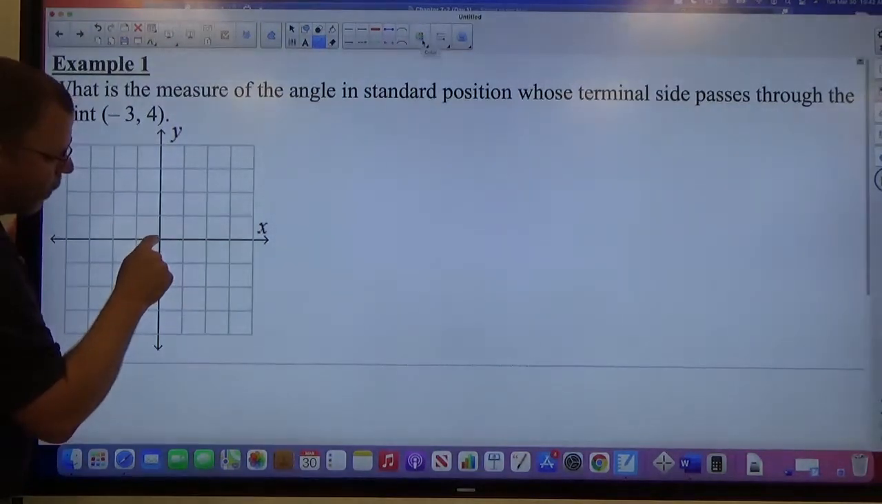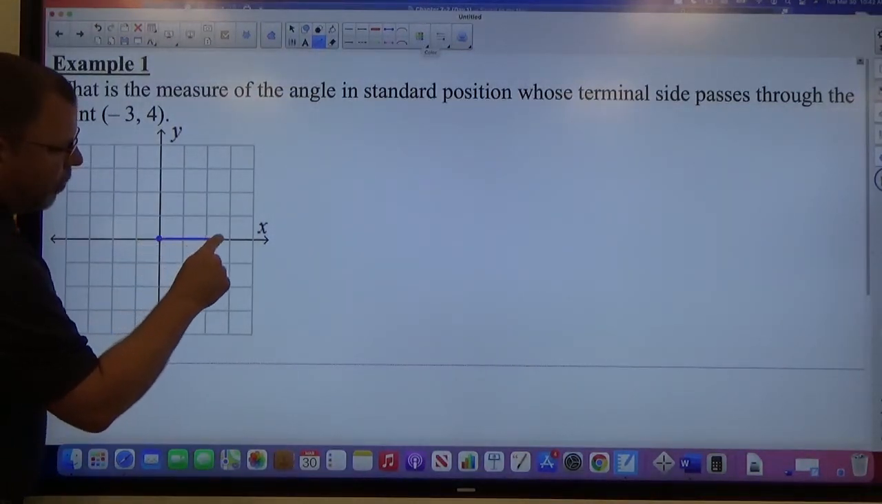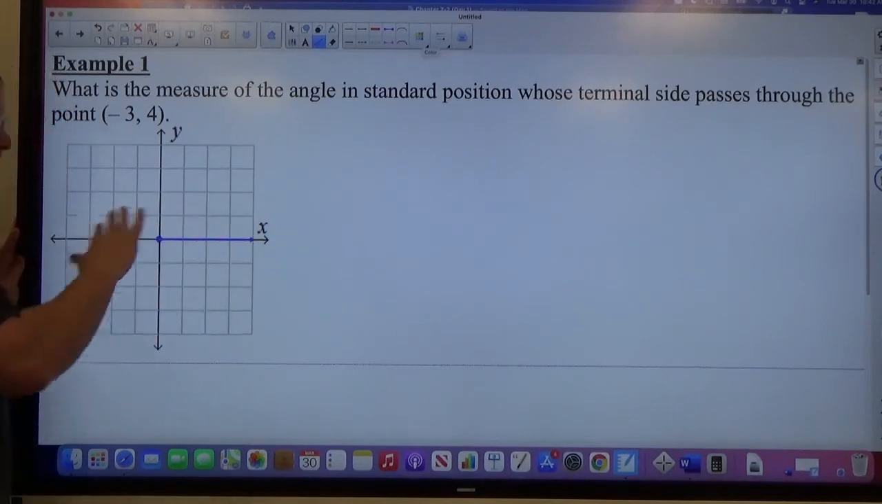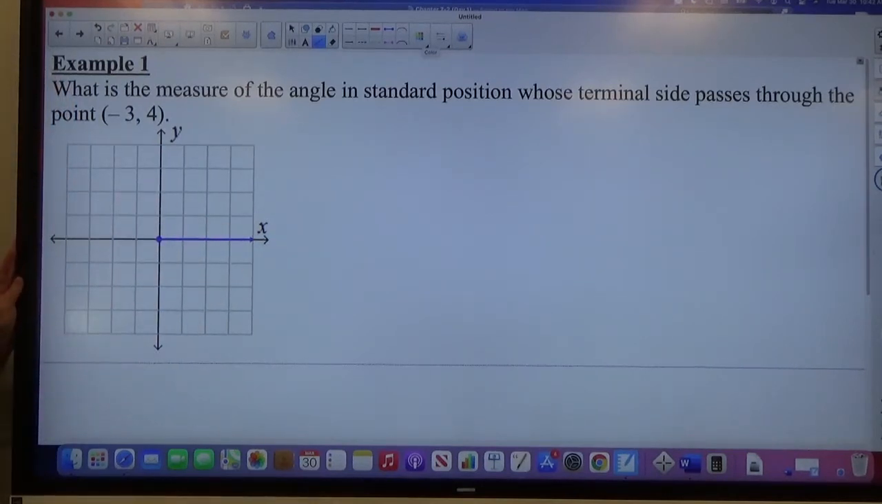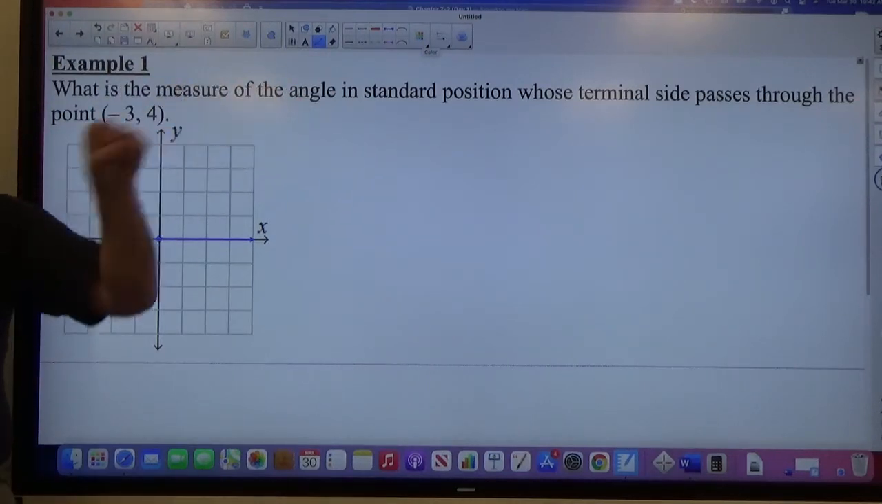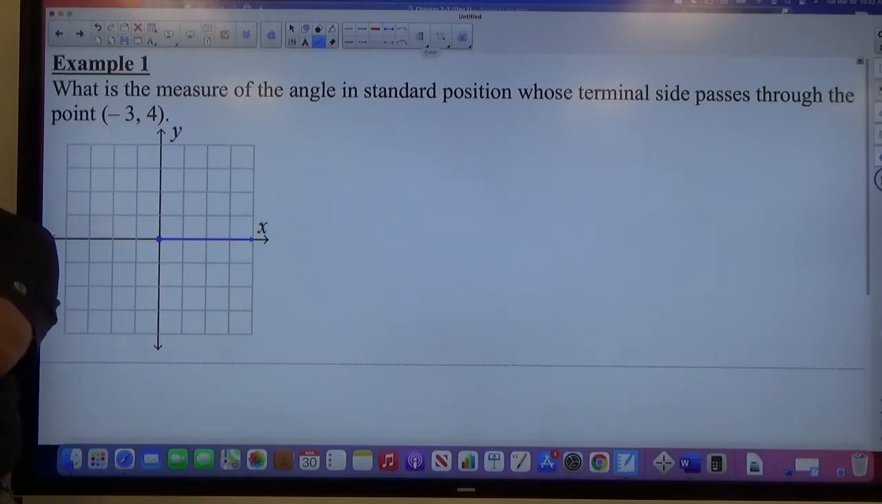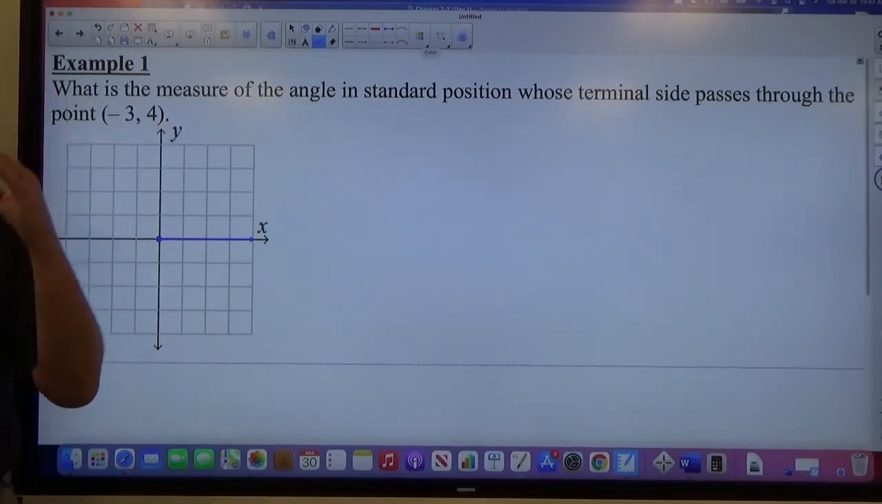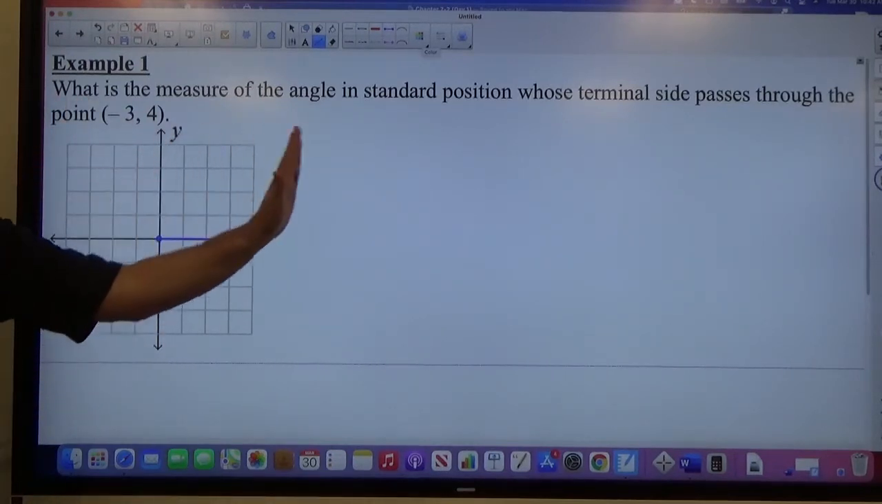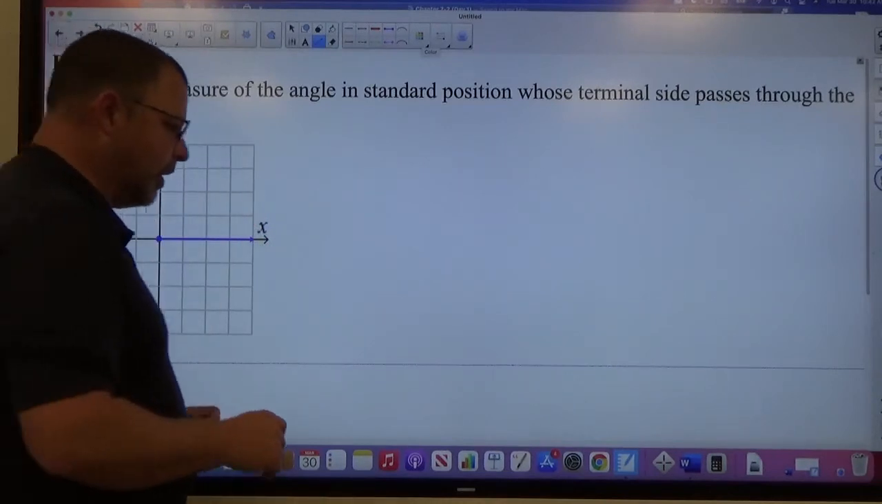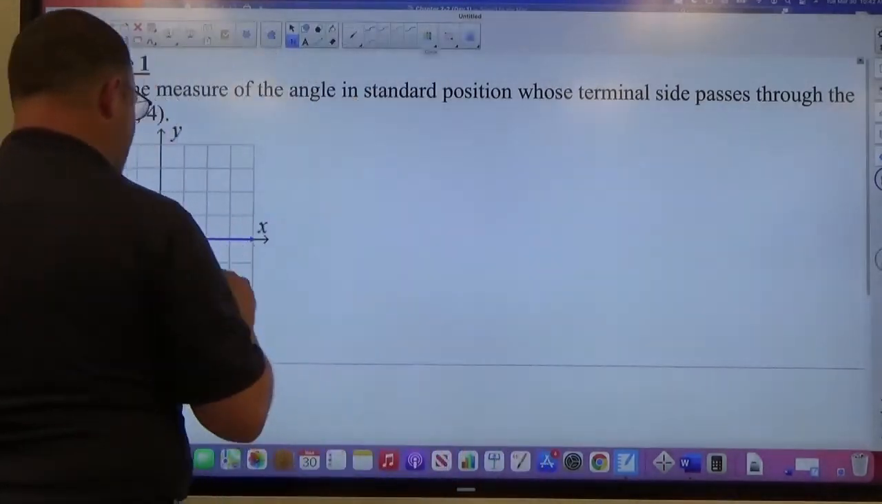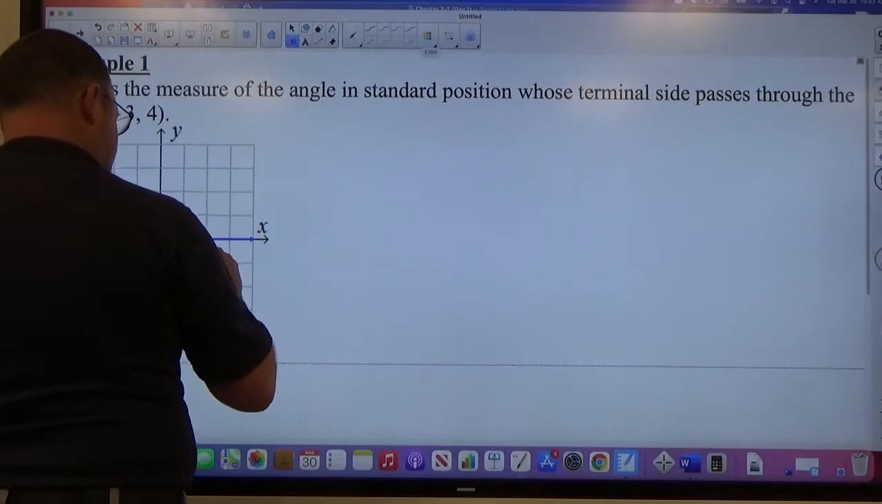So, we have a ray that is at the origin going to the right. The positive x-axis is what this is known as. All right. And anytime anybody talks about the positive x-axis, they mean start at 0 and go that way. They say the positive y-axis, they mean start at 0 and go straight up. All right, that's what they mean. But this right here, this ray, is going to be the initial side of every angle in standard position.